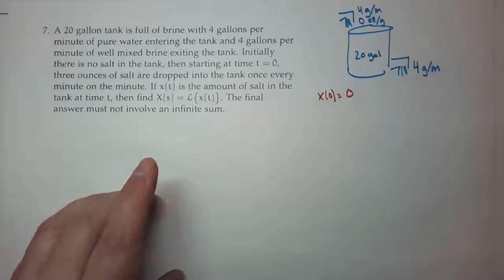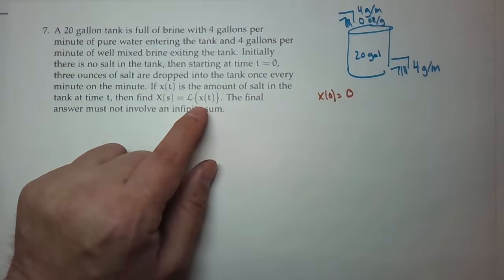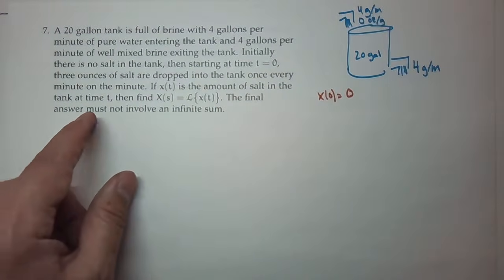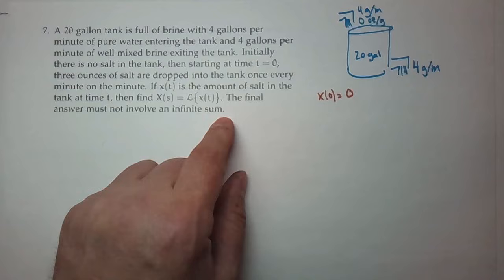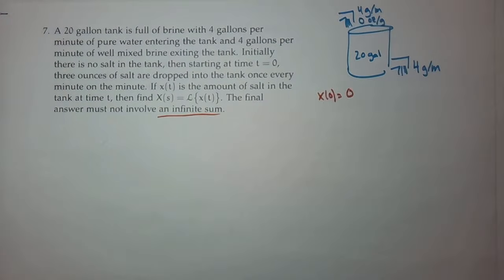And then, starting at time 0, 3 ounces of salt are dumped in the tank once every minute on the minute. Now, should x of 0 be 3 or x of 0 should be 0? Let's just assume x of 0 is 0. Let's not ponder this. If x of t is the amount of salt in the tank at time t, then find the Laplace transform of x of t. The final answer must not involve an infinite sum. Well, that's suspicious. We probably will need an infinite sum at some point.